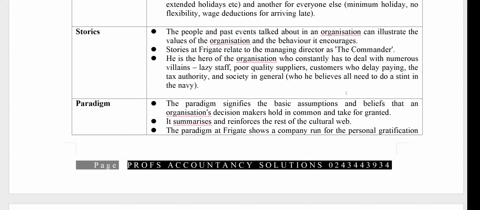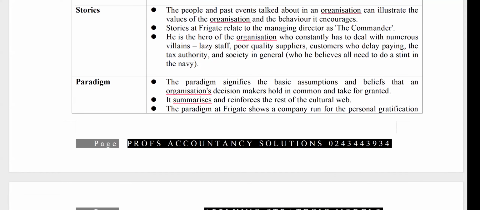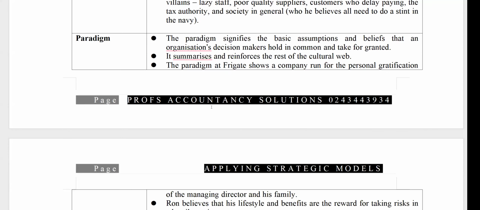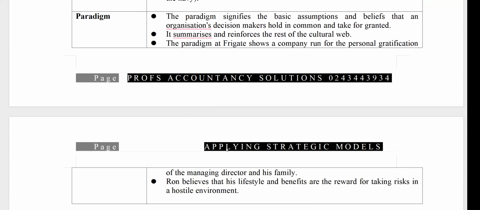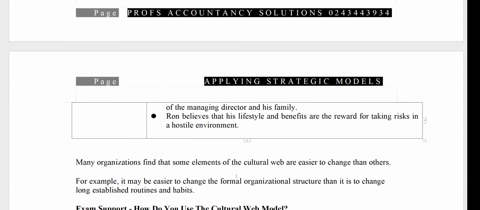And then the paradigm, which signifies the basic assumptions and beliefs that an organization's decision makers hold in common and take for granted. So it summarizes and reinforces the rest of the culture web. And the paradigm at Frigate shows a company run for personal gratification of the managing director and his family, and Ron believes that his family, his lifestyle and benefits are the reward for taking risk in a hostile environment. So that is what Ron believes.